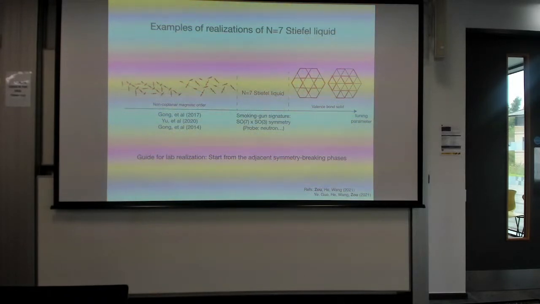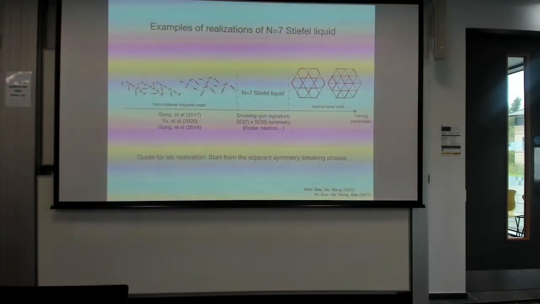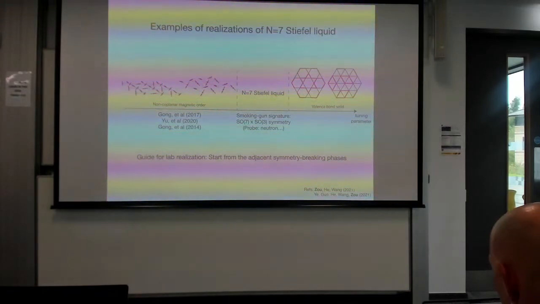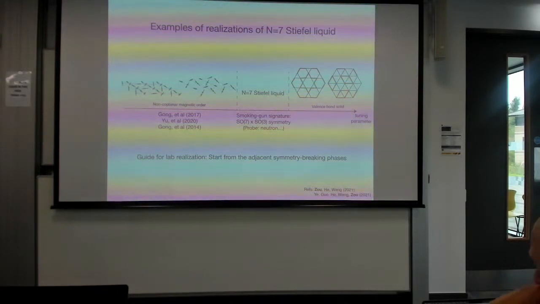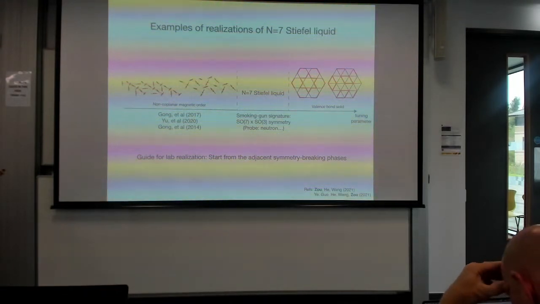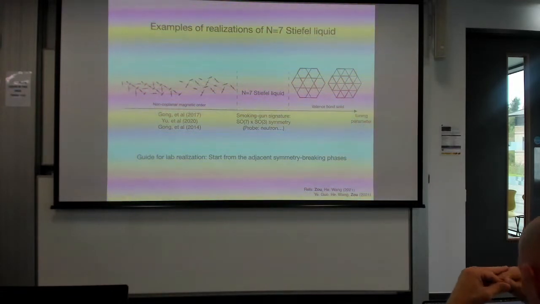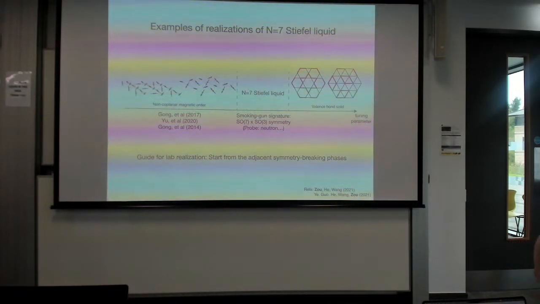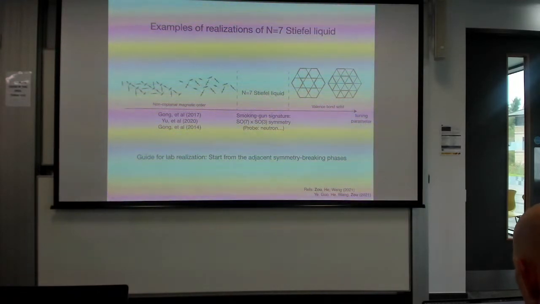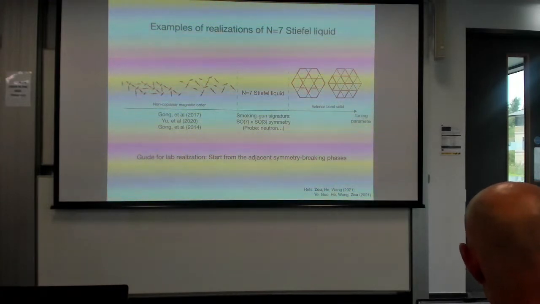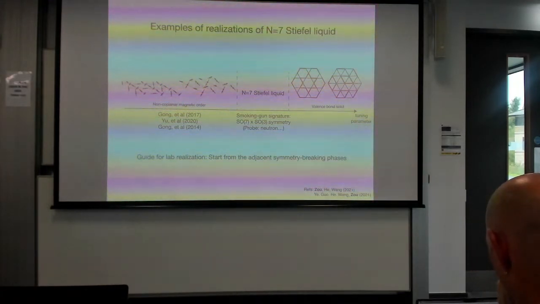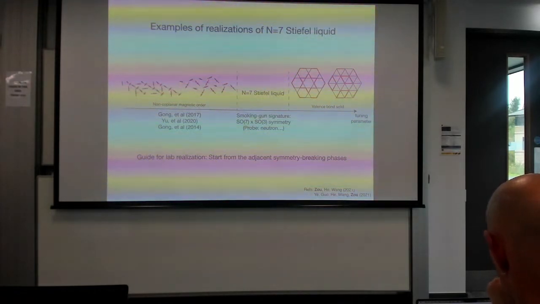Let me just highlight two particular realizations of the n=7 Stiefel liquid, which we conjecture exists and cannot be described by any gauge theory. One is on the triangular lattice spin-1/2 system, the other is on the Kagome lattice spin-1/2 system. From our method, because we know how the microscopic symmetries are embedded into the emergent symmetries, we can figure out the structure of the phase diagram. For these two, I know the precise symmetry breaking patterns of the symmetry breaking phases. For example, this symmetry breaking pattern has a name called dodecahedral order, and this has a name called cubic dodecahedral order in the quantum magnetism literature.